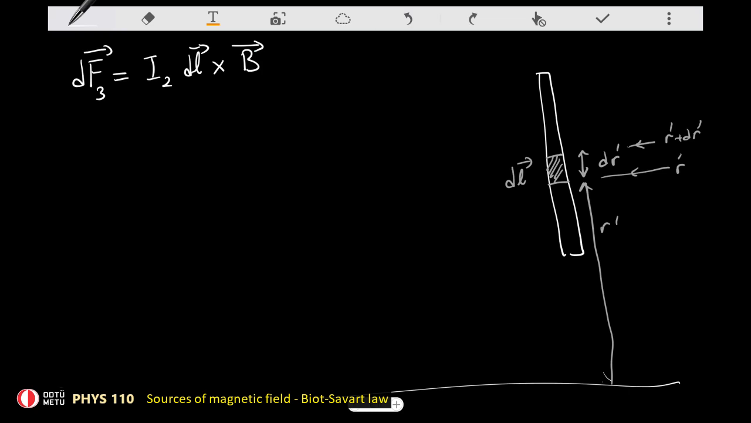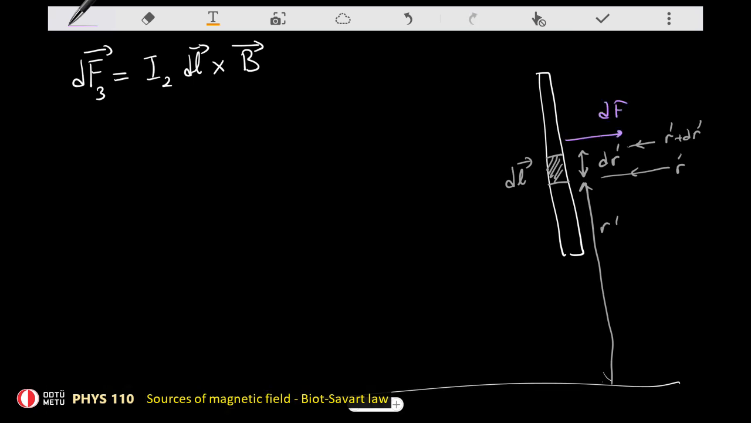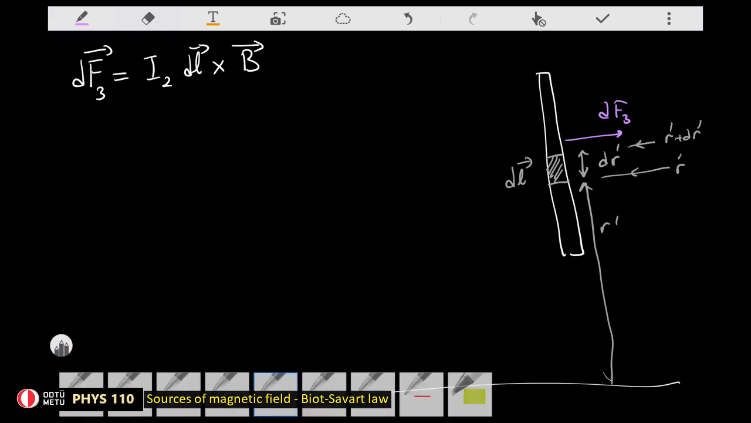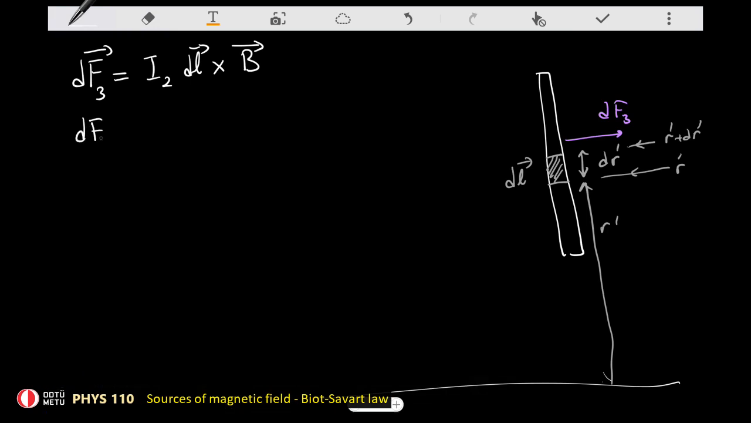But we know the direction, so dl is upward, magnetic field is out of the screen, so therefore df is to the right. So let's just show it like that. That df3 is a vector pointing towards right. Let me not put the sign in here. So in that case, the component of df3 in the rightward direction is therefore equal to I2 times the length in here, which is dr prime, multiplied with the magnetic field. So therefore this is I2 times dr prime. Magnetic field is mu0 I1 divided by 2 pi r prime.